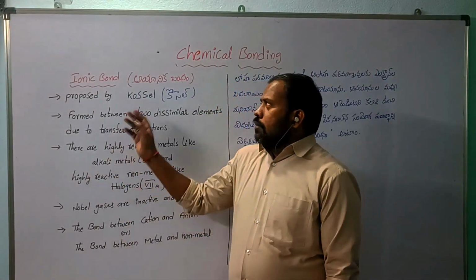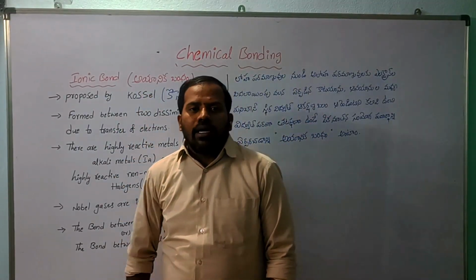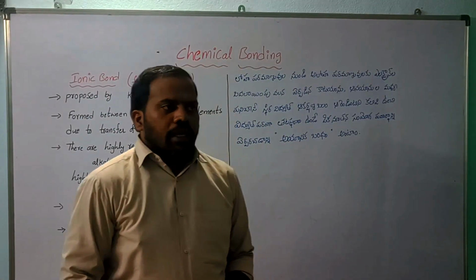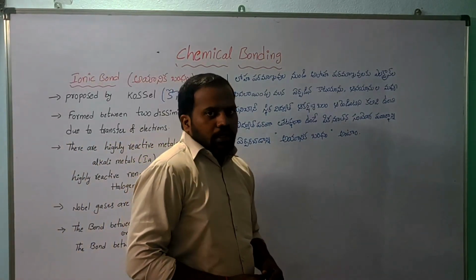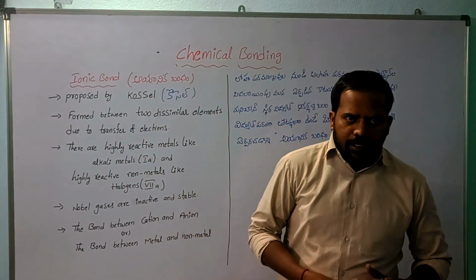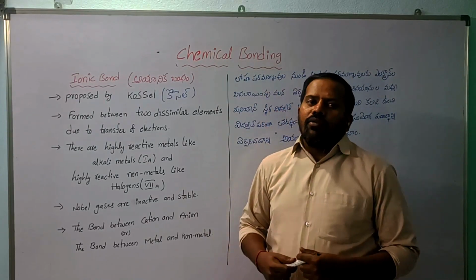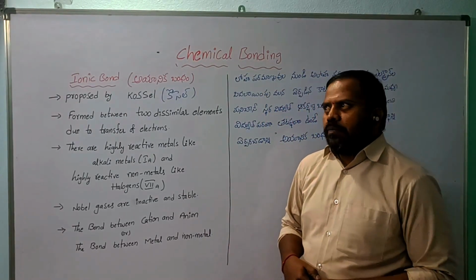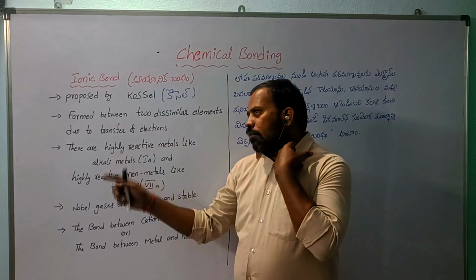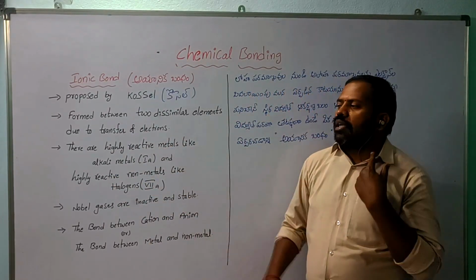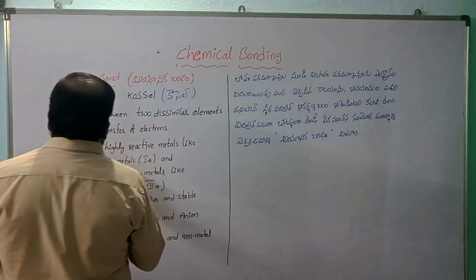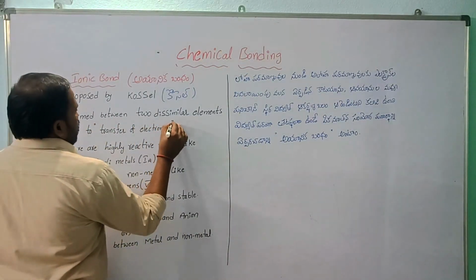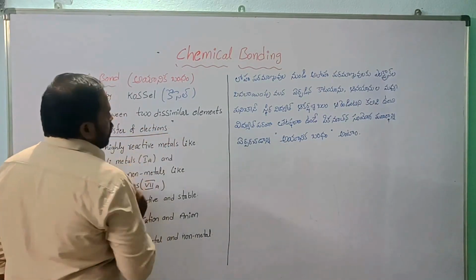So next, ionic bond. So what is an ionic bond? It was proposed by Kossel. The scientist Kossel gave the explanation for the formation of the ionic bond. So how will it be formed? It is formed between two dissimilar elements due to the transfer of electrons.